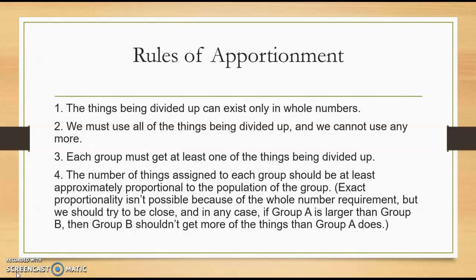The third, each group must get at least one of the things being divided up. And then the last is that the number of things assigned to each group should be at least approximately proportional to the population. So if you have a larger population, you should have more representatives. A smaller population should have fewer.